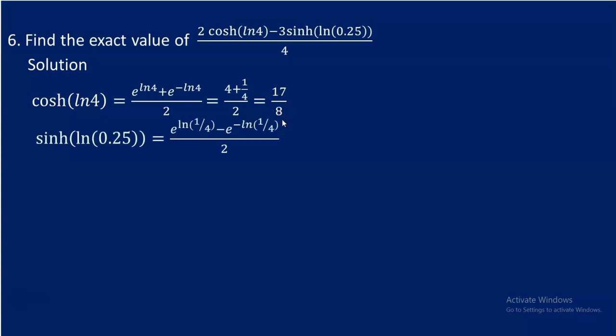And proceeding to the next one, we have sinh of ln 0.25. And we need to know that one because it is already expressed here. And we know that 0.25 is 1 over 4. So sinh of ln of 1 over 4 is e to the power of ln of 1 over 4 minus e to the power of negative ln of 1 over 4, over 2, because sinh x is e to the power of x minus e to the power of minus x, over 2. So in x, I directly used ln of 0.25 or ln of 1 over 4, okay? So we can have this expression.